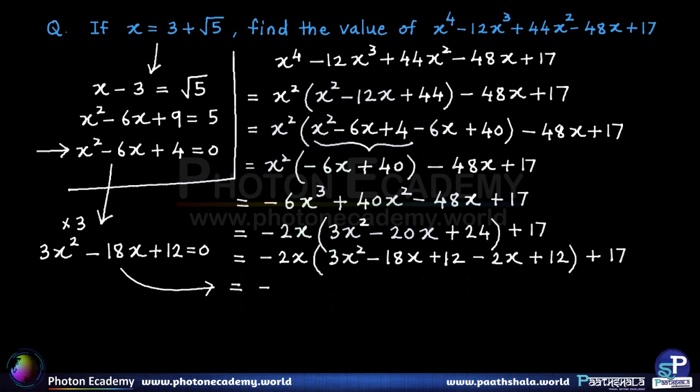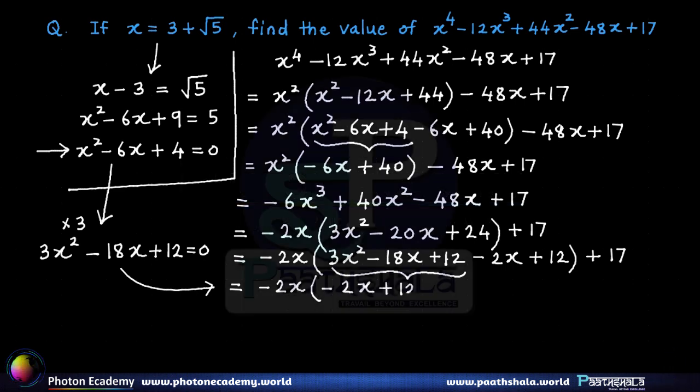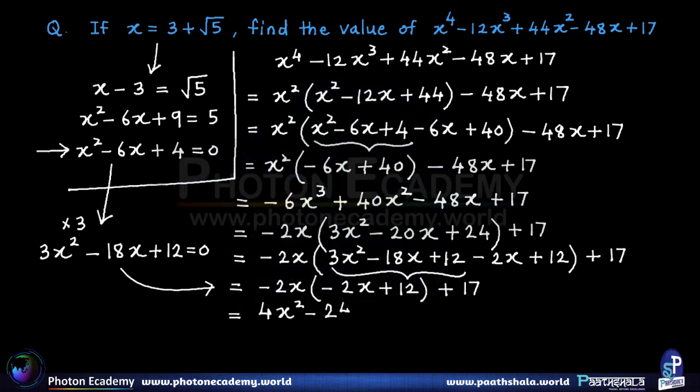So this is equal to minus 2x. Now this particular expression will become 0. So we are left with minus 2x plus 12 plus 17. So now on expanding we get 4x square minus 24x plus 17.